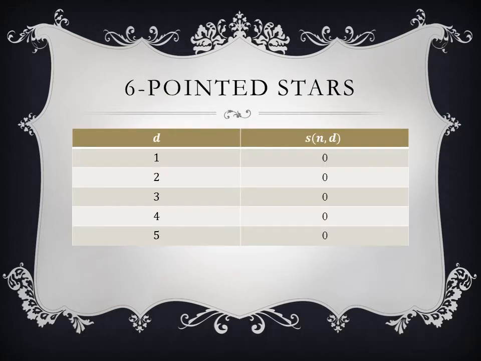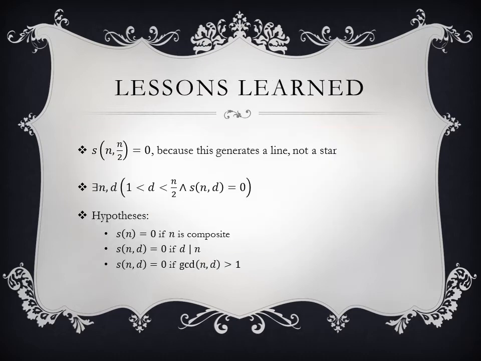So to use d equals 3, we draw a line to the third point, and then immediately back to the starting point, then back to the third point, and so on indefinitely, never generating even a 6-pointed shape, much less a 6-pointed star. So after testing all the different values, we discovered that there is no way to generate a 6-pointed star. So we learned a couple more things from n equals 6.